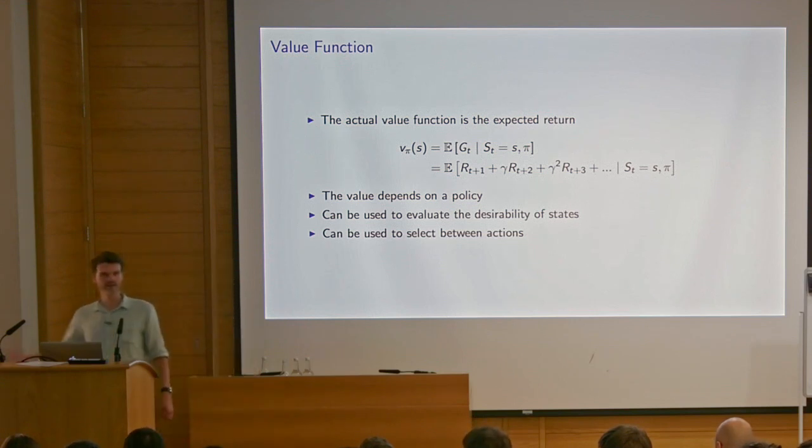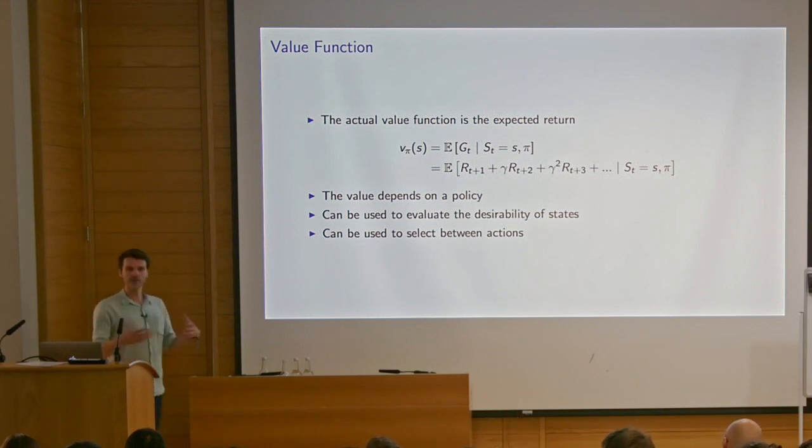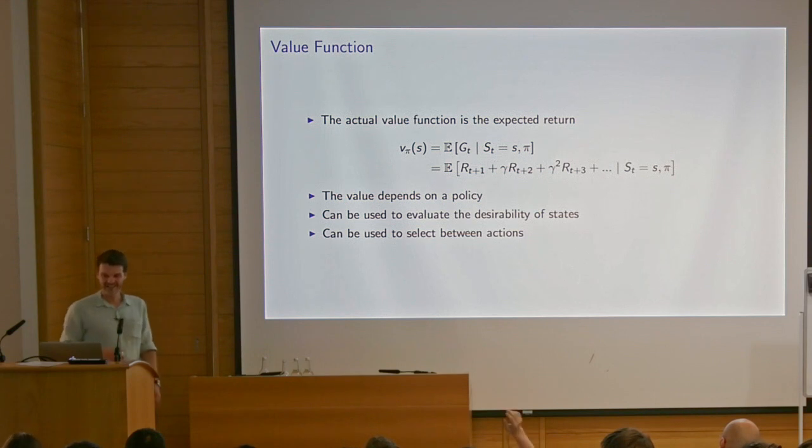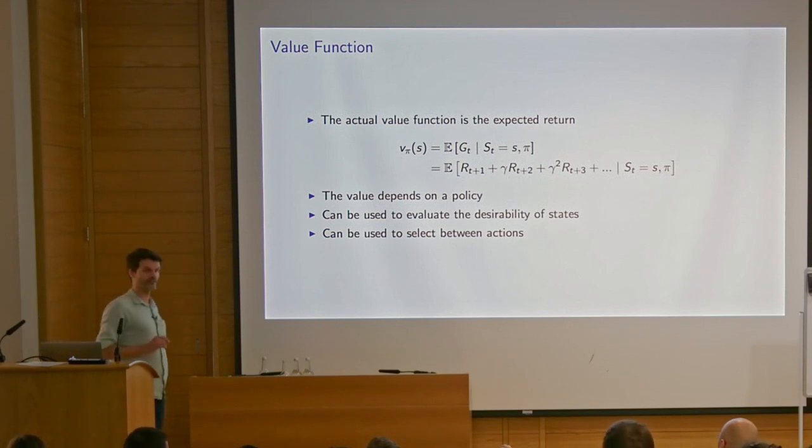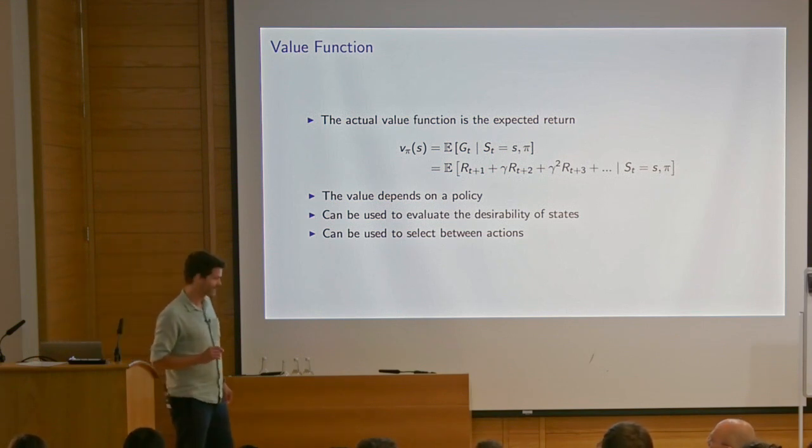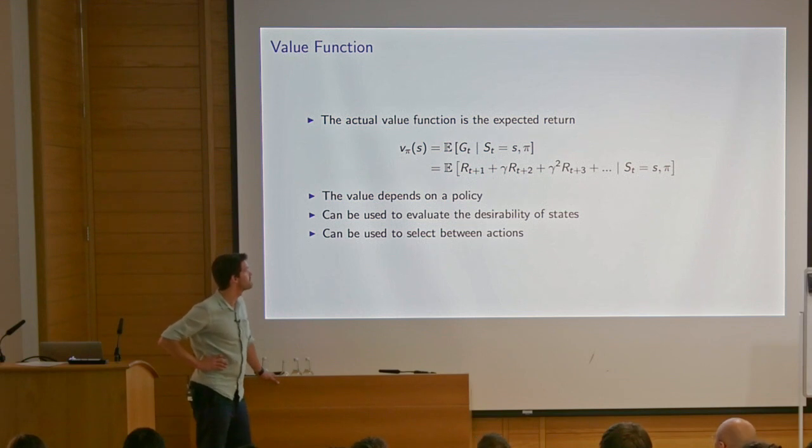You could say, hey, for this policy, what's my value? For that policy, what's my value? In many cases, we're actually quite interested in just knowing the value for the current policy. And this can then be used to evaluate the desirability of different states, or it can be used to select between different actions. Yes? Why do you always use a discount factor?